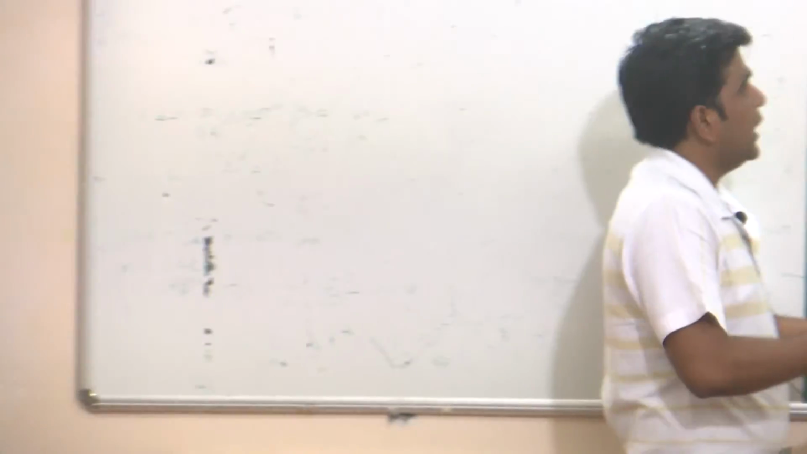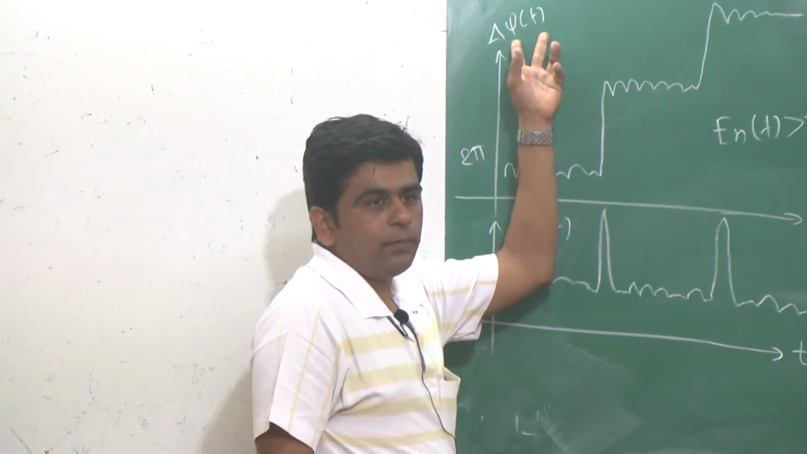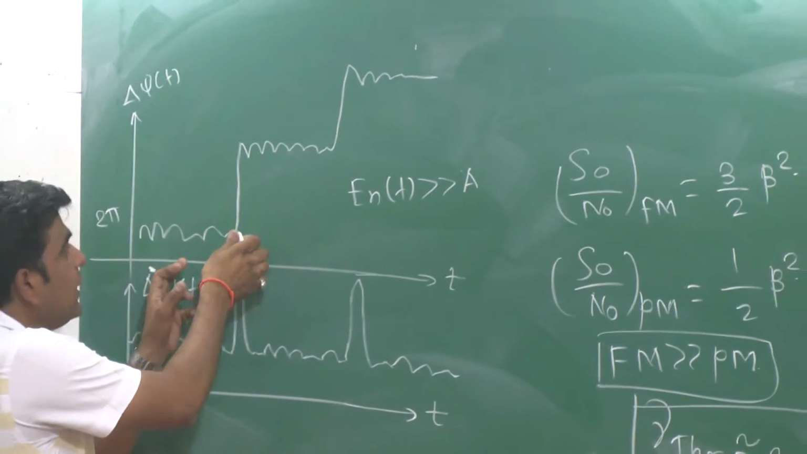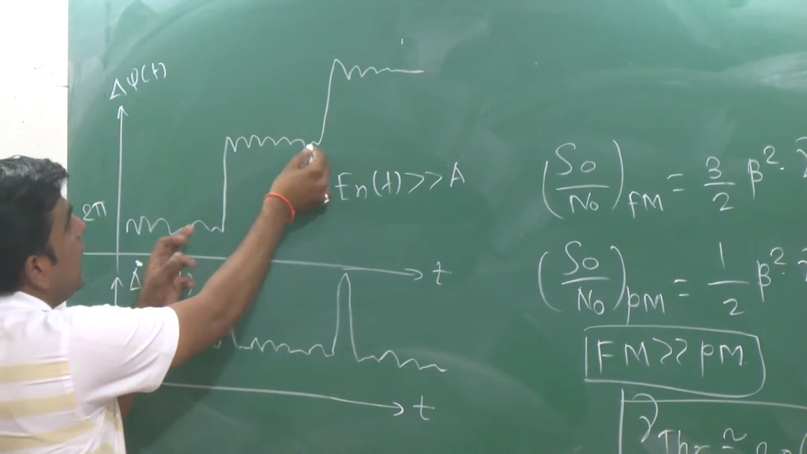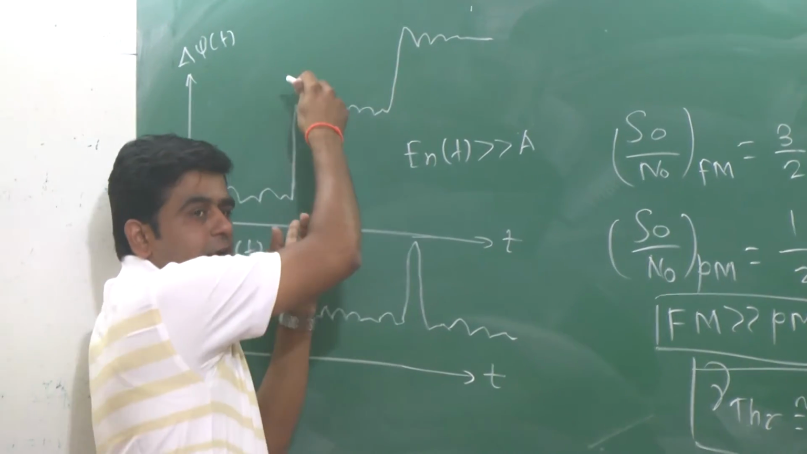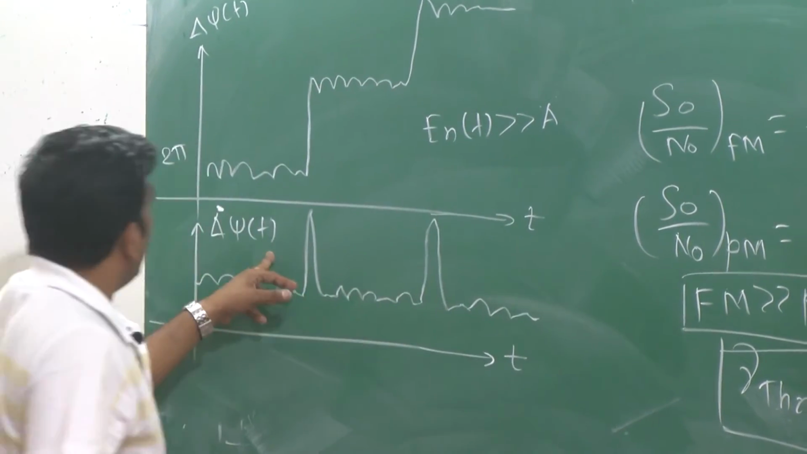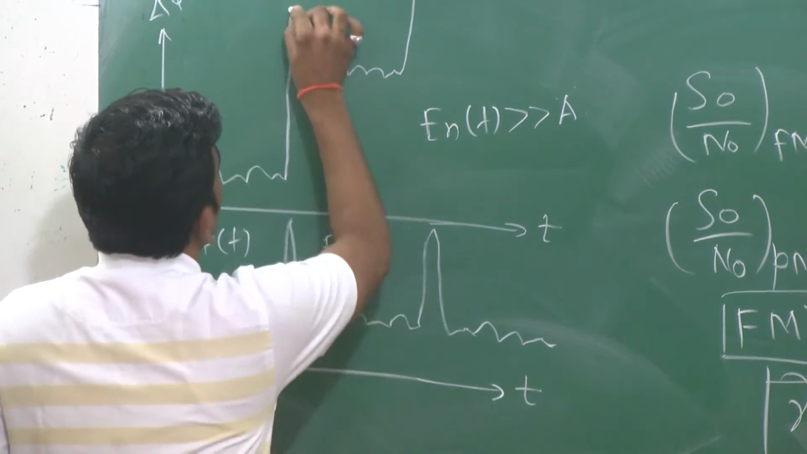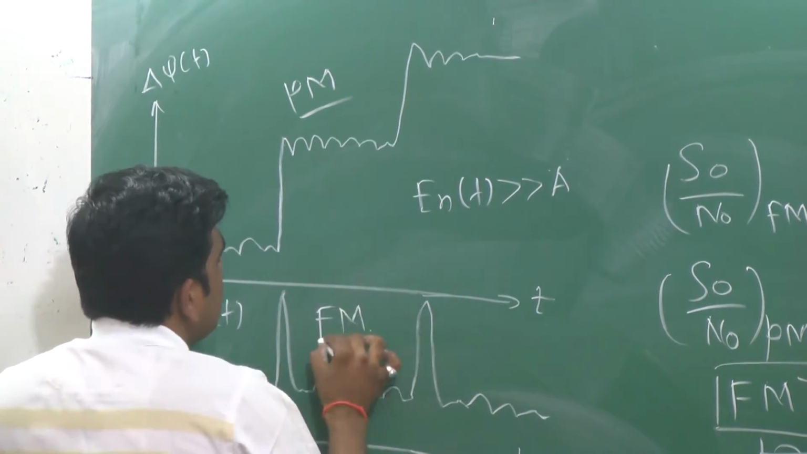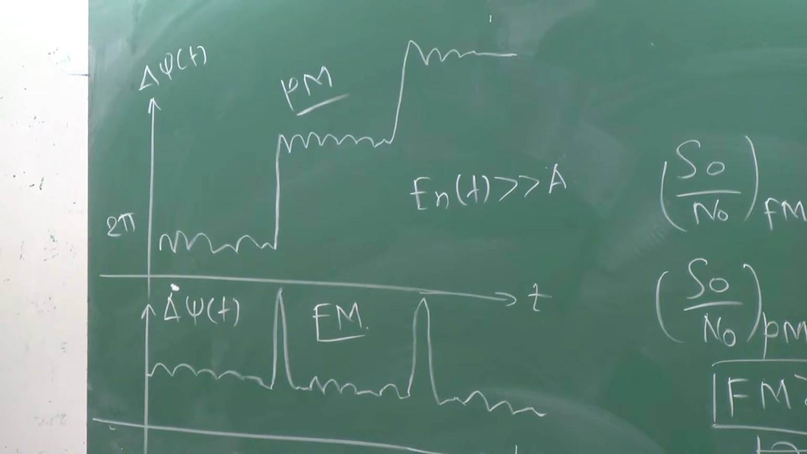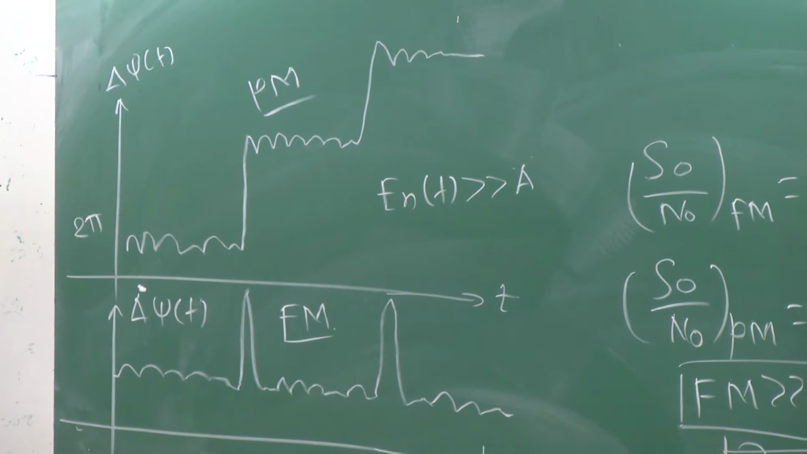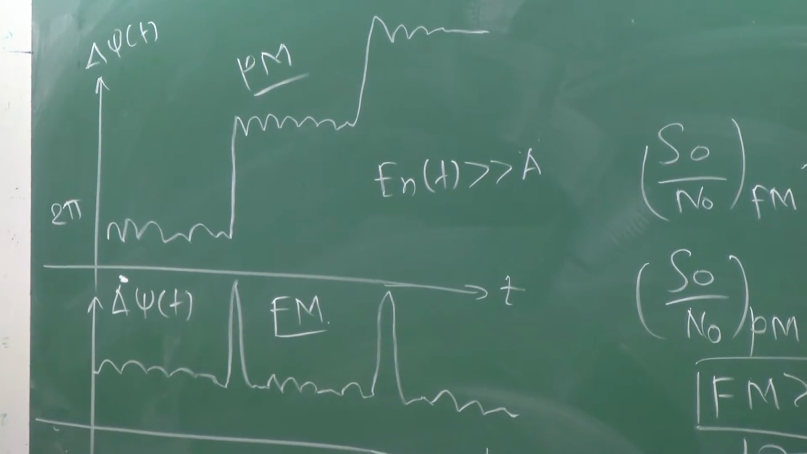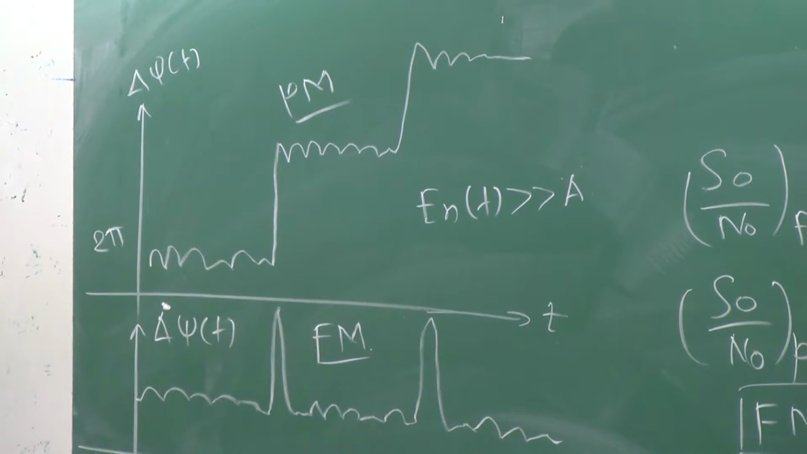For your phase modulation, where we have delta psi(t), see here, these are the variations. Suddenly we will get variations of 2 pi. Here variations of 2 pi. There are large variations. For your FM, we have to take the derivative of phase, the derivative of this delta psi(t).